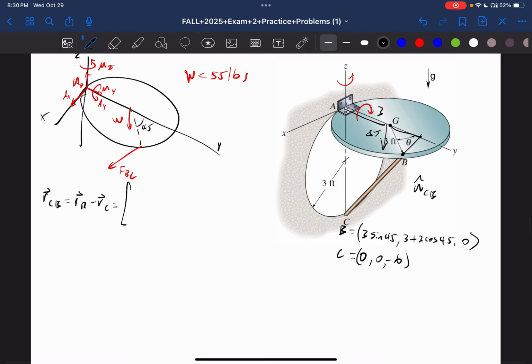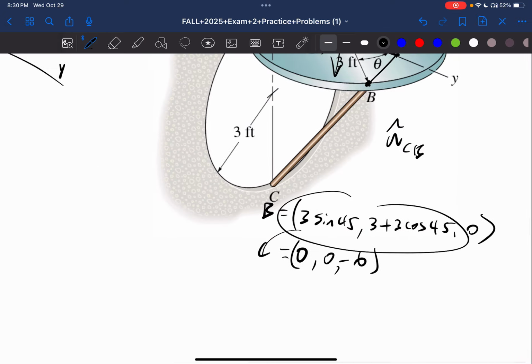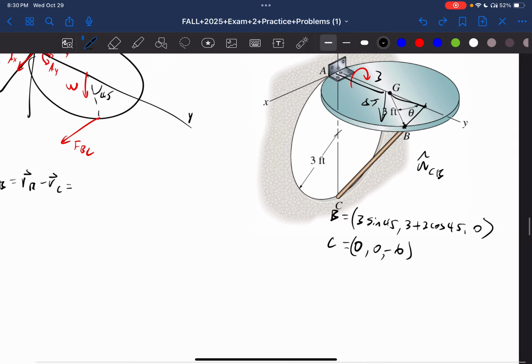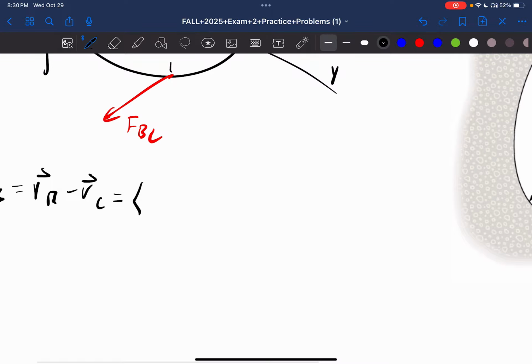Okay, now we can just, basically, it's going to be this minus this. So it's going to be a positive 6. Everything else is going to stay the same. So 3 sine 45, comma, 3 cosine 45 plus 3, comma, and then positive 6.